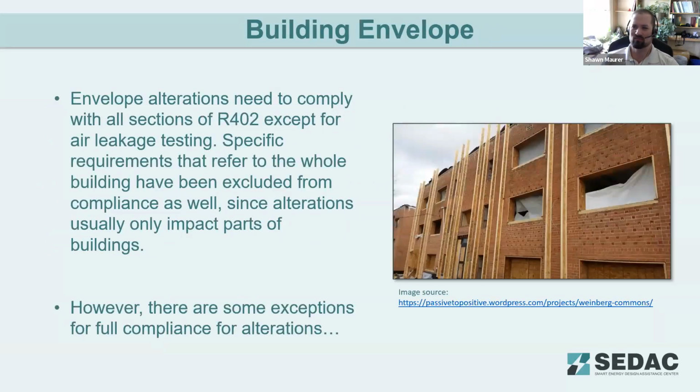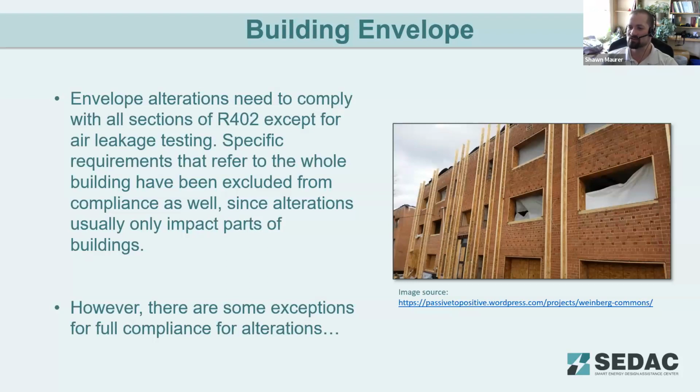Envelope alterations need to comply with all sections of the prescriptive insulation requirements in section R402, except for air leakage testing. Again, we've covered that exception. Specific requirements that refer to the entire building are excluded from compliance here as well, since alterations only impact portions of the building typically. If you're doing a whole home renovation where you're touching on everything, you're pretty much going for new construction compliance anyway.